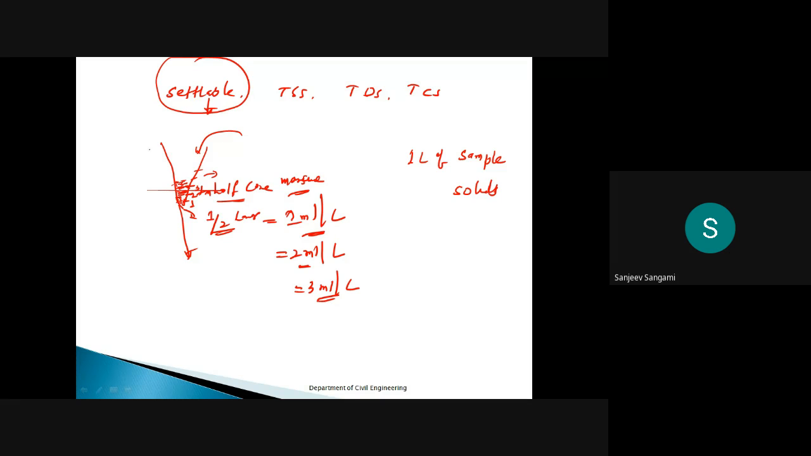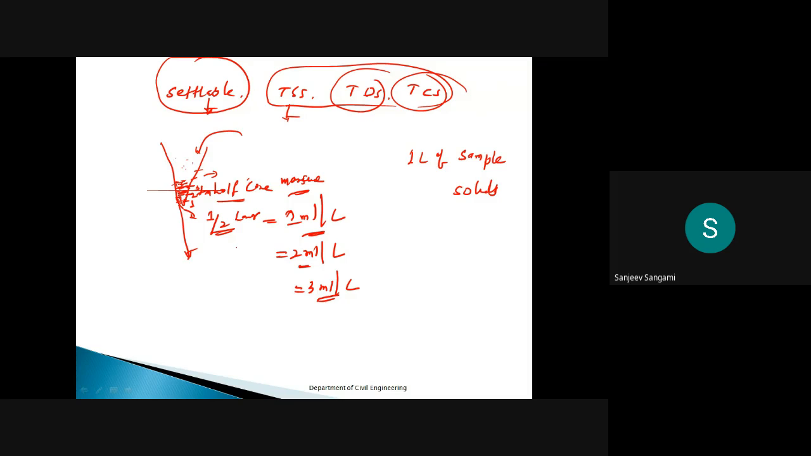But some of the solids will not settle, so they will remain in suspension. They will be either total suspended solids, total dissolved solids, or total colloidal solids. Then how do we measure that? For example, let's come back to the total suspended solids. How are we going to measure it?